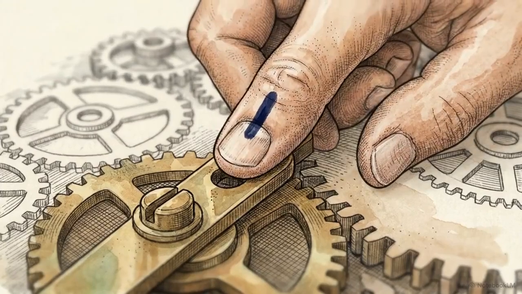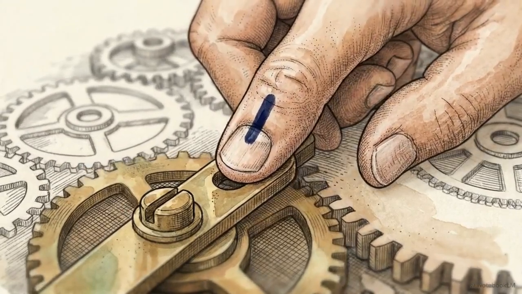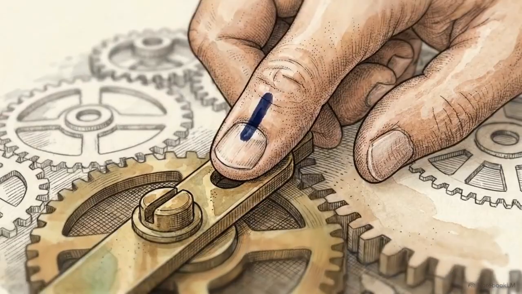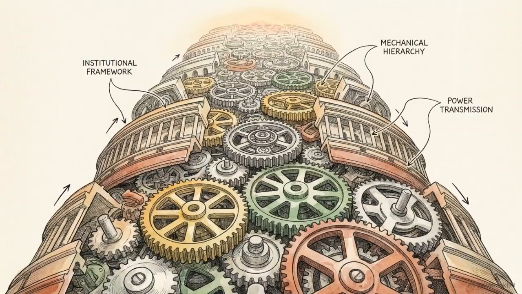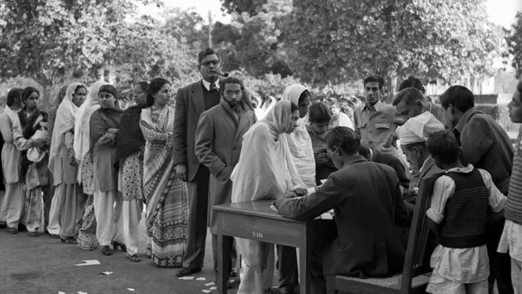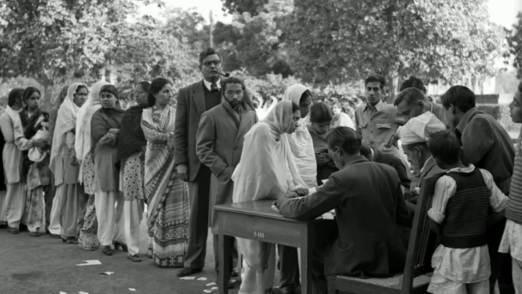A finger marked with voting ink provides the initial surge for a massive national engine. This single action activates a complex system of governance that extends far beyond the ballot box. The core challenge of Indian governance is its scale.